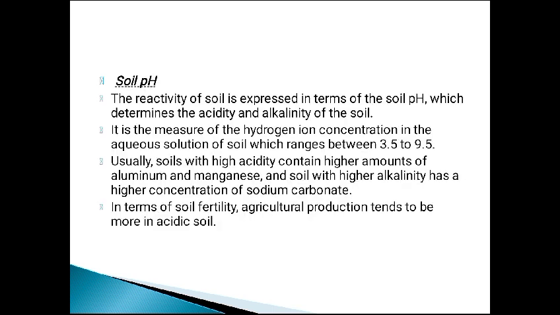Soil pH. The reactivity of soil is expressed in terms of the soil pH, which determines the acidity and alkalinity of the soil. It is a measure of the hydrogen ion concentration in the aqueous solution of soil, which ranges between 3.5 and 9.5. Actually, soil with high acidity contains a higher amount of aluminum and magnesium, and soil with higher alkalinity has a higher concentration of sodium carbonate. In terms of soil fertility, agricultural production tends to be better in more acidic soil.